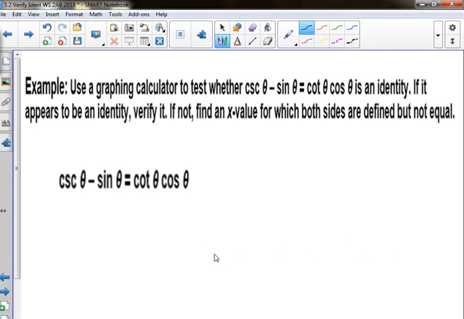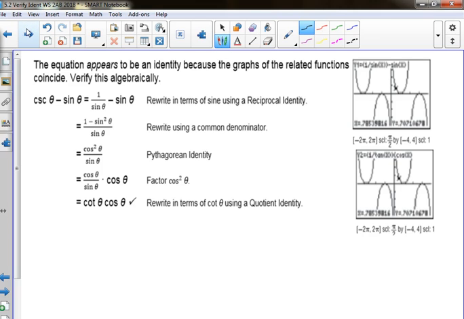But is this one an identity? Yes. Oh, it says verify it. I'm just going to go with yes. Is that okay? All right.